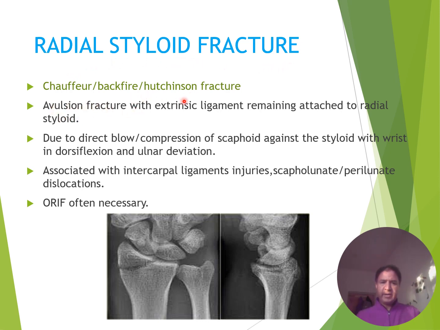Chauffeur's, backfire, Hutchinson's fracture. Avulsion fracture with extrinsic ligaments remaining attached to the radial styloid, due to direct blow, compression of the scaphoid against the styloid with wrist in dorsiflexion and ulnar deviation. You can see the fracture. This is radial styloid fracture, associated with intercarpal ligament injuries, scapholunate, perilunate dislocation.